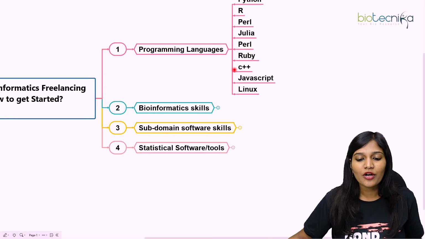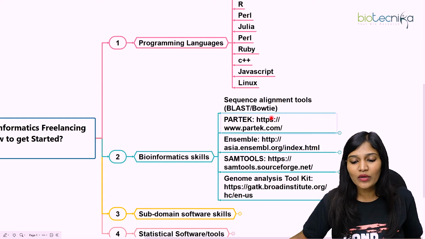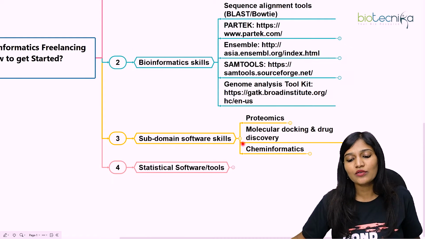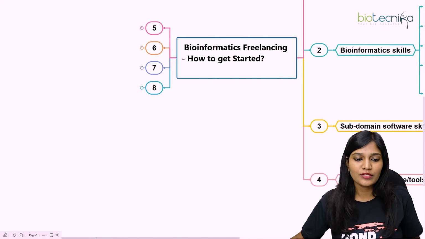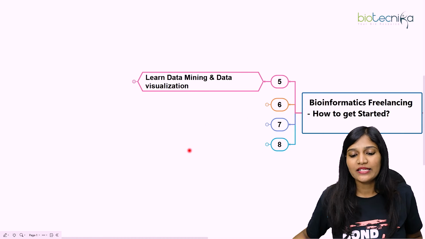So first I'm going to talk about the programming languages I've been talking about. The second, bioinformatics skills you need to have. And the third, of course, the subdomain software skills you need to have. And some of the statistical tools also you need to have. The fifth point is learn data mining and data visualization.